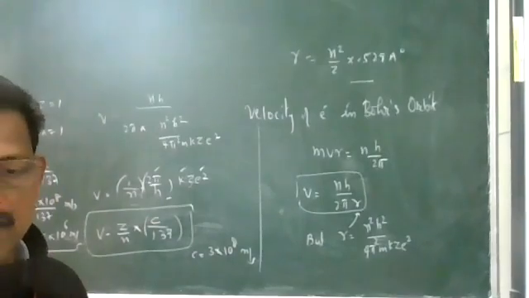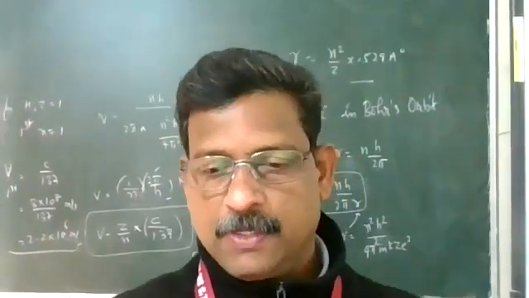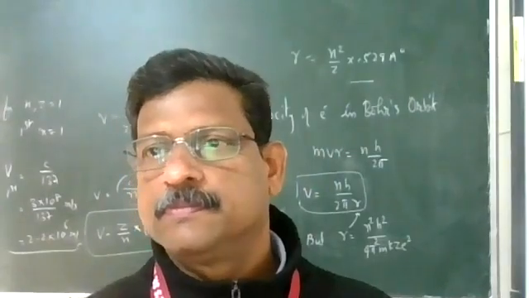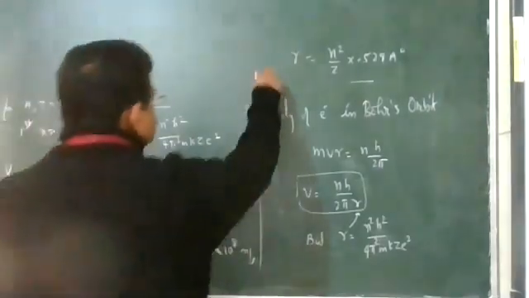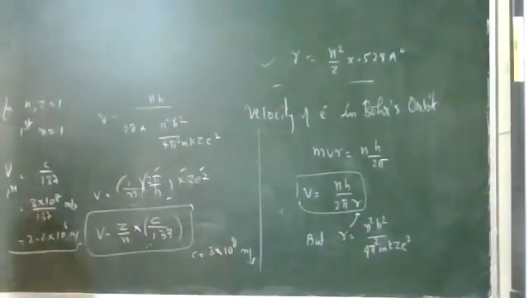Similarly, you can calculate for the second orbit. For the second orbit, the value will be divided by 2, so it will be equal to 1.1 into 10 to the power 6 meter per second. This equation is also applicable for hydrogen-like species. So this is the first important equation for radius, also known as length, and velocity.